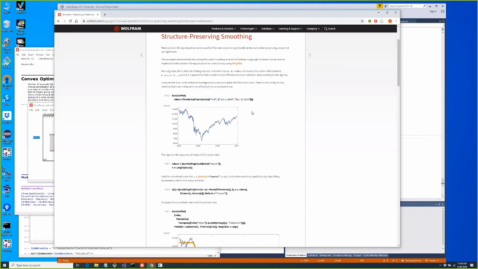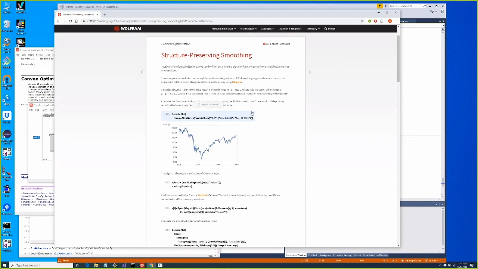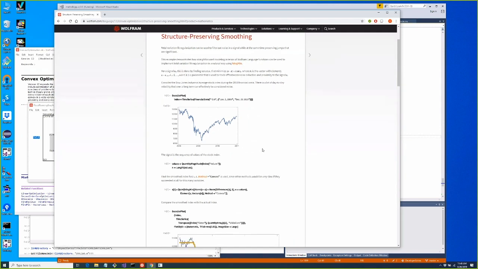Okay, so here's another example of using the NMinimize family of functions, general functions. Suppose we have a signal, and in this case I've taken a signal which is just the Dow Jones Industrial Index. And suppose you want to smooth it, to get rid of some of the features, but you want to preserve the structure as much as possible.